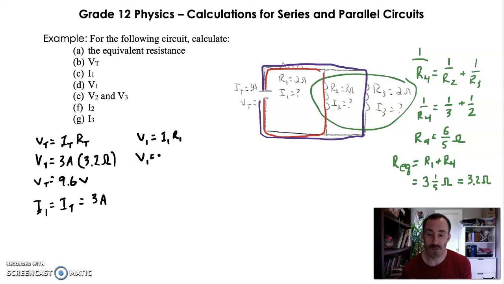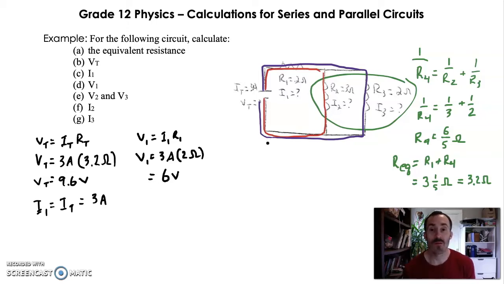V1 is equal to 3 amps times 2 ohms, and that is equal to 6 volts. So there's a 6 volt drop in R1, and that means that of the total 9.6 volts, only 3.6 is left in these two resistors. Okay, now this is important.